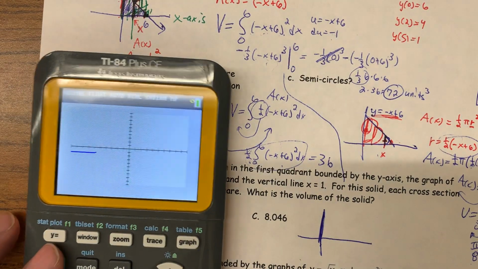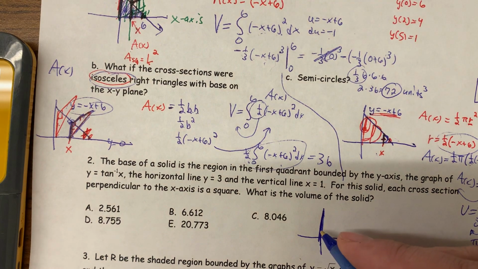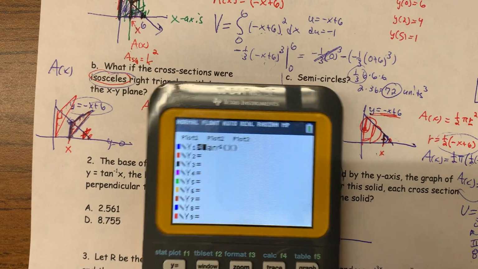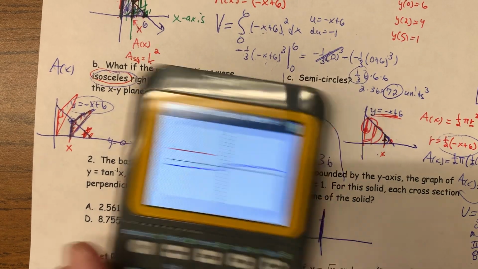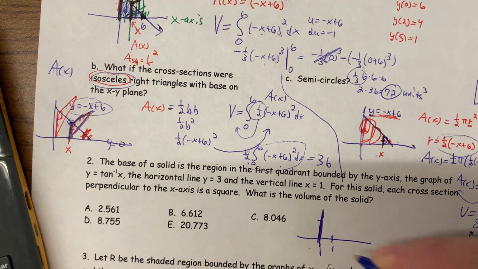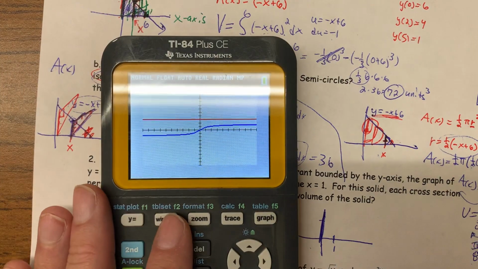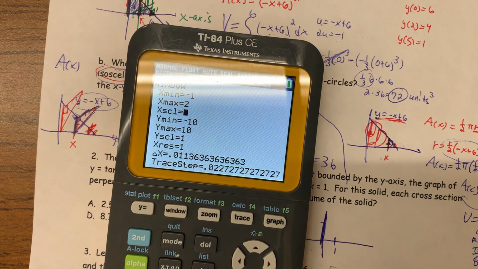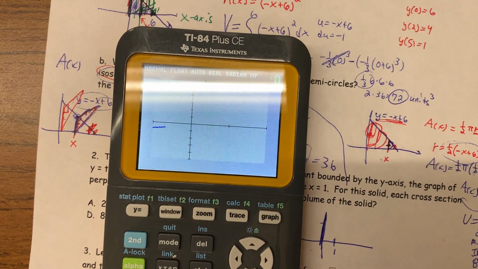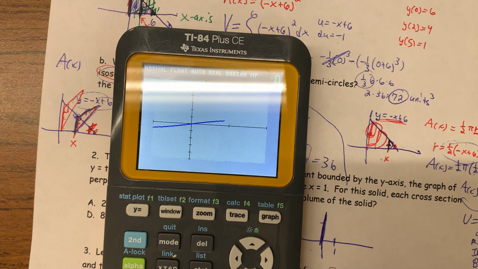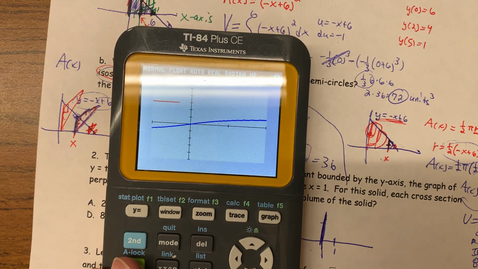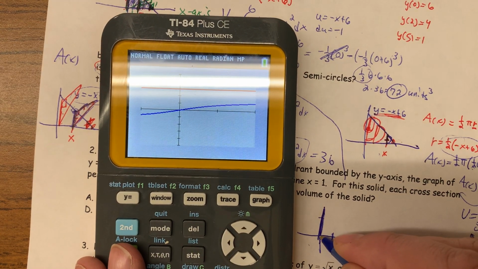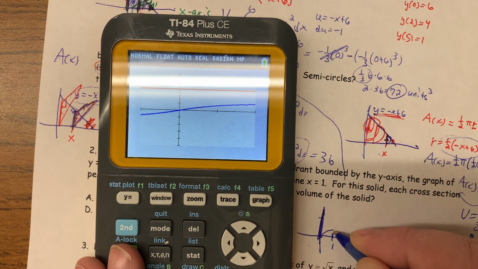Let's graph it. Oh, and the horizontal line y equals 3. I'm going to graph that too, y equals 3. And the vertical line x equals 1. So I'm going to make my window go from -1 to 2 and -5 to 5, just so I can see this a little bit better. It looks something like this. So there's the graph of tangent inverse, and there's the graph of y equals 3, and we're talking about the first quadrant. So we're talking about this part right here.